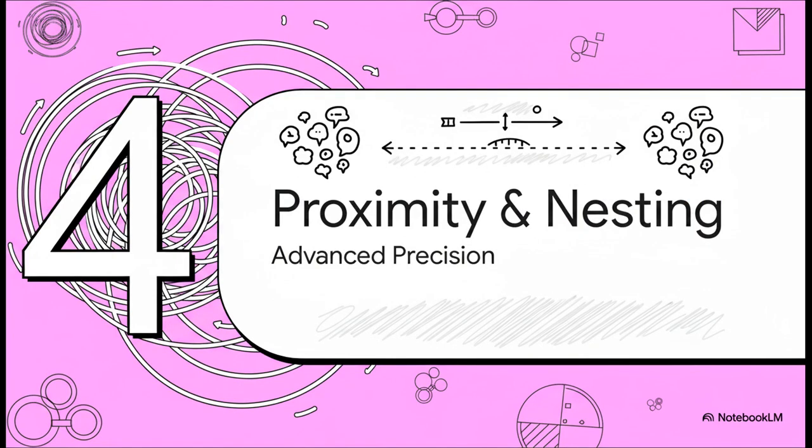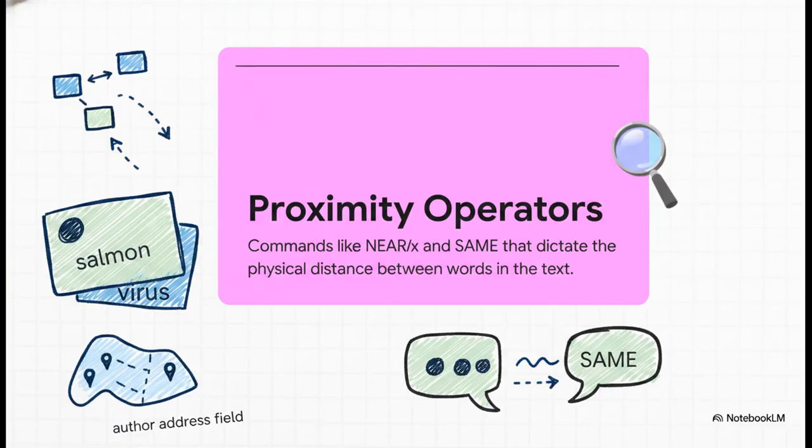Next up, Section 4, Proximity and Nesting. This is where we get into advanced precision. Boolean operators are great, but sometimes we need to dictate the physical distance between words to ensure they are actually contextually related to each other. This is where proximity operators come in.